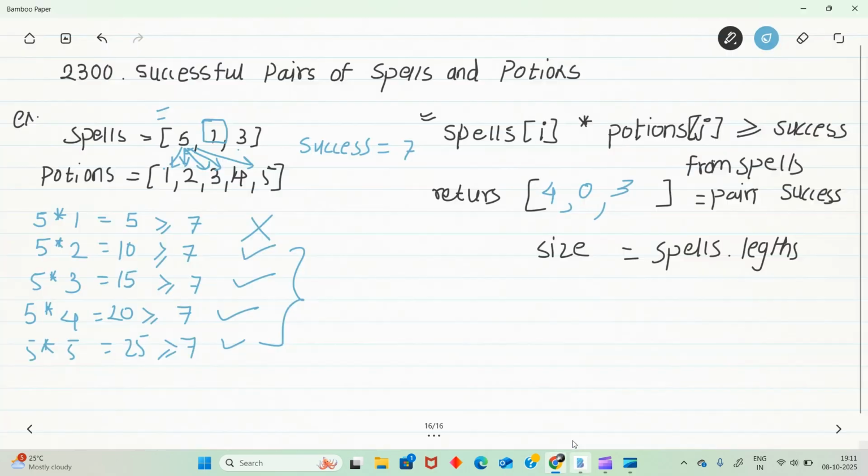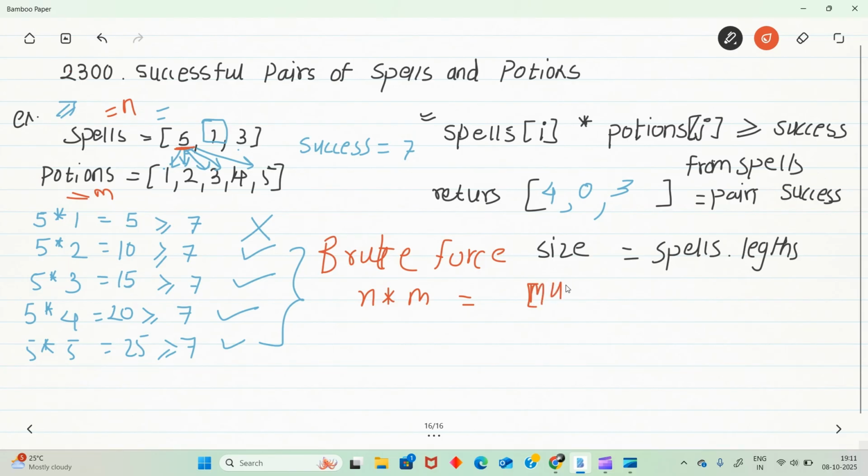Now this is what the question is all about. But this will be a brute force approach. What will be the brute force approach? The brute force approach is basically doing n cross m. For n spells and m potions, we'll multiply each one with each other, calculate the multiplication, find the pair, and add each one to the answer. But this will be brute force, n into m.